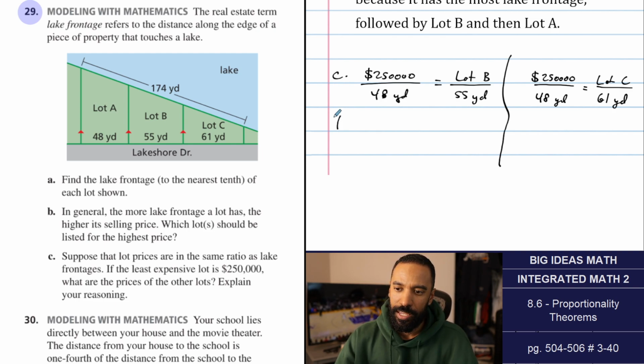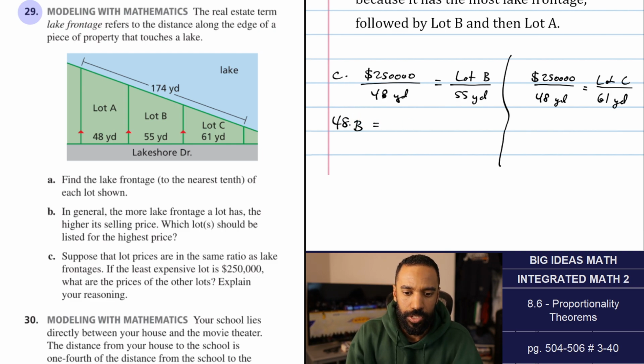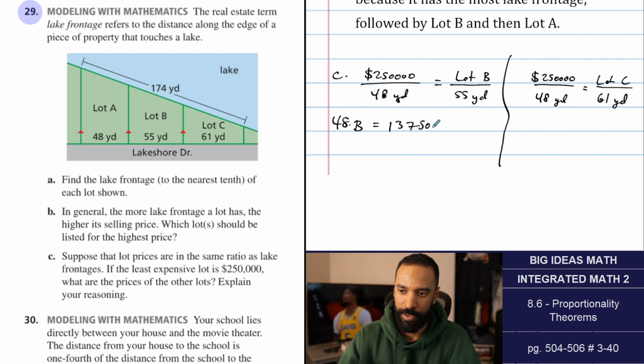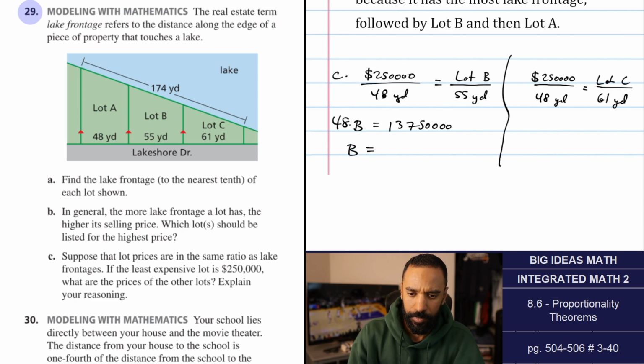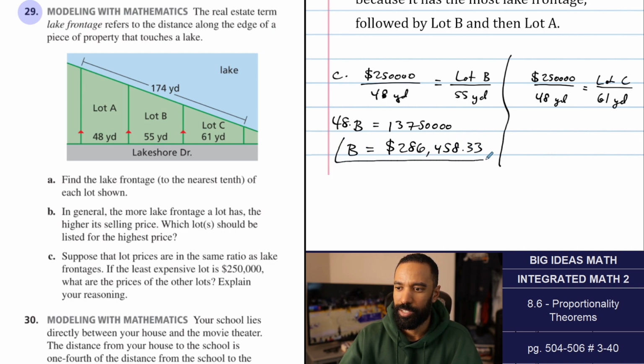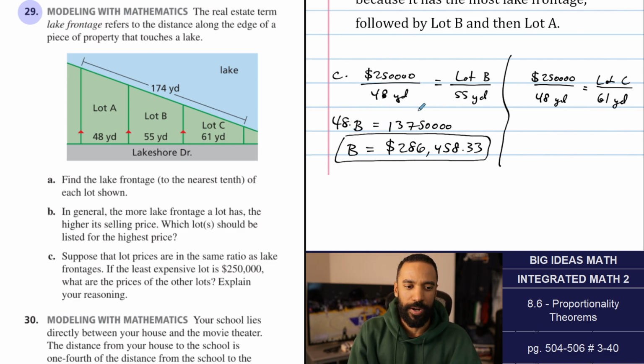48 times B is 250,000 times 55, and I'm sure you could reduce the 250,000 thing. I'm good. 13,750,000, and B, not an exact answer, but $286,458.33 approximately. I don't know if you should just round to the nearest dollar or what.